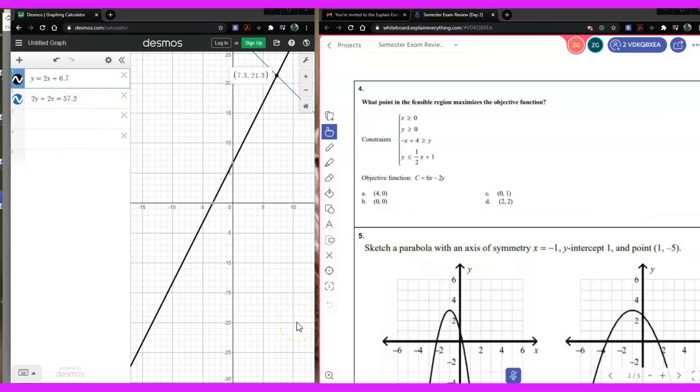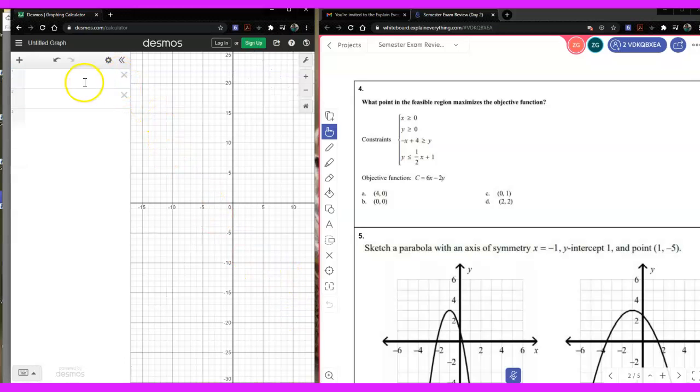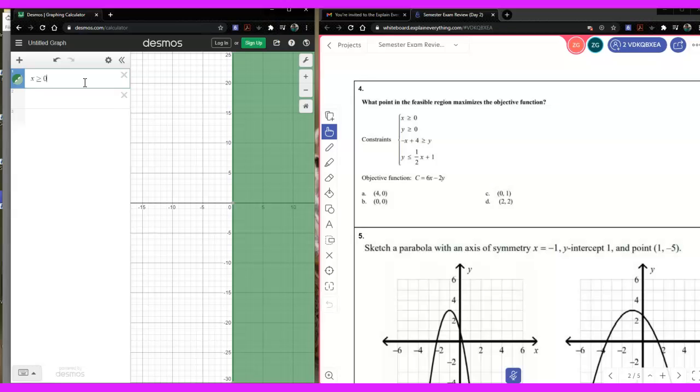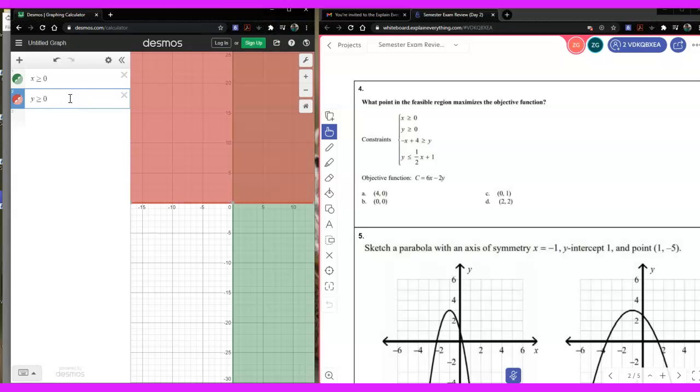For number 4, it's a linear programming situation, and you can also do this in Desmos. I'm going to go ahead and show you. You first type in the constraints because it says what point in the feasible region maximizes the objective. So we have x greater than or equal to 0. We have y greater than or equal to 0. And you can see the two colors overlapping.